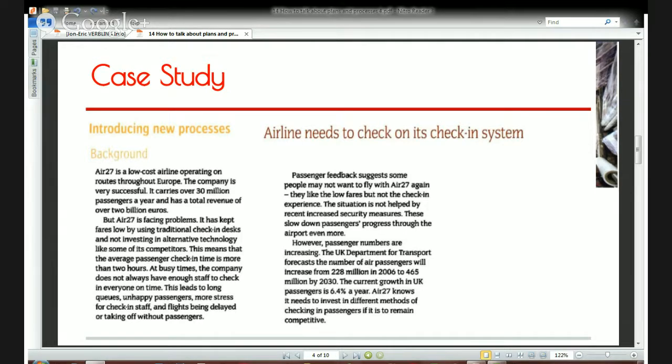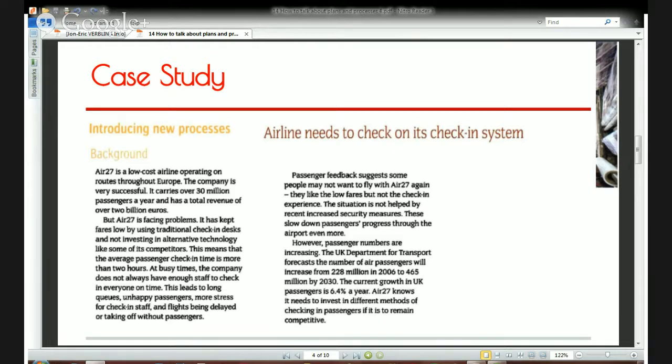Anton, let's finish it up with the last paragraph, and then I've got a few questions for everyone. However, passenger numbers are increasing. Number or numbers? Numbers. Thank you. Numbers are increasing.